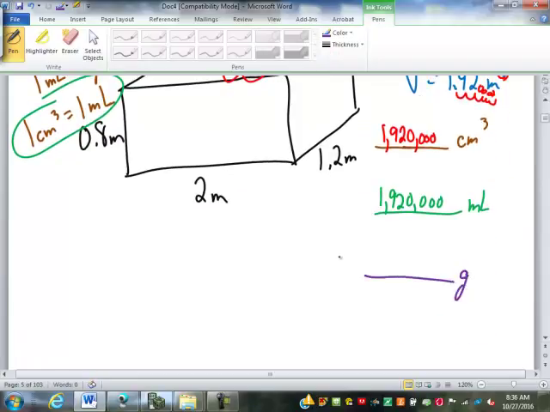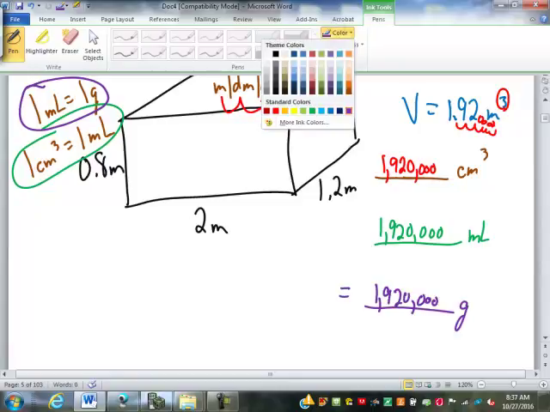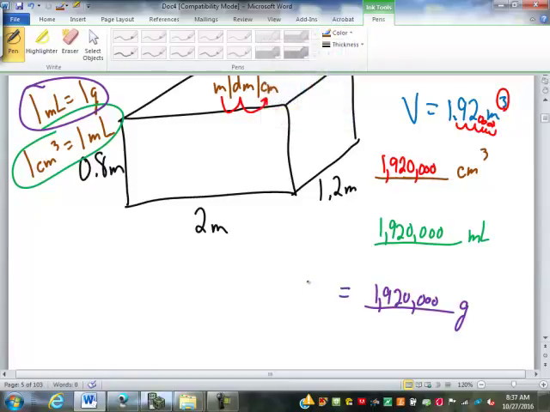How many grams of water would be in that? 1 gram is 1 milliliter. 1,920,000. Of course, I didn't ask for it in grams. I asked for it in kilograms. Going from grams to kilograms is 3 spots to the left.